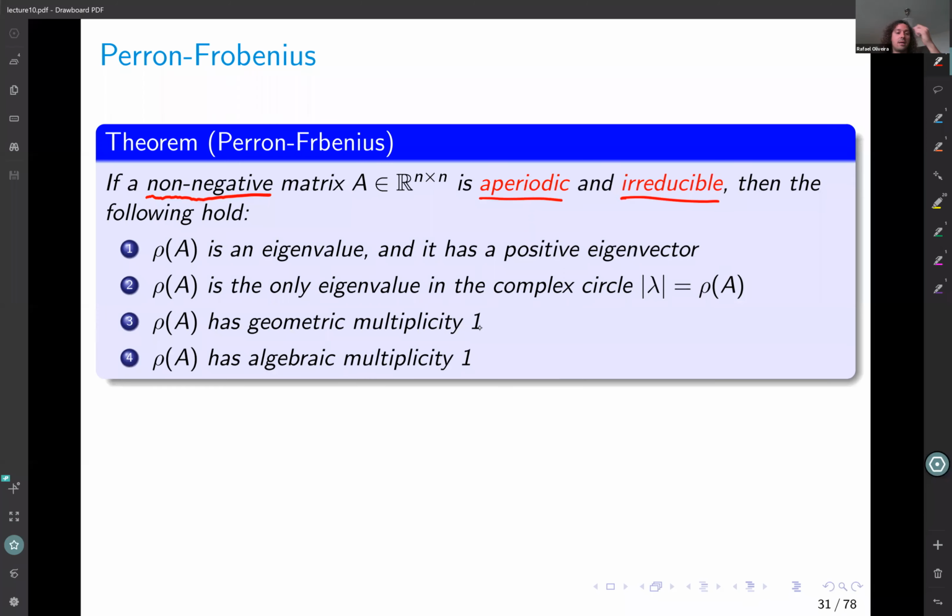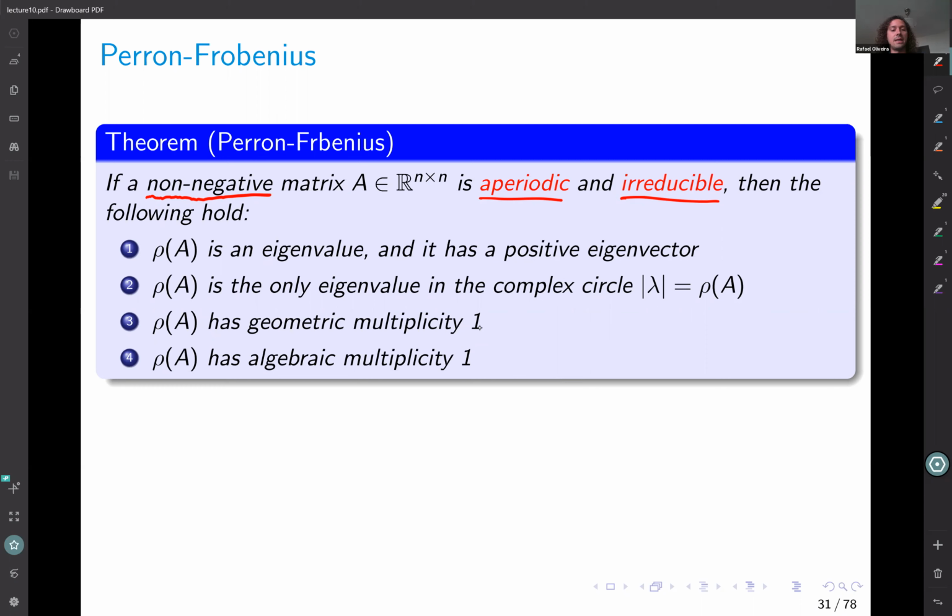So if we have that our matrix is aperiodic and irreducible, and you know the definition of aperiodic and irreducible based on the Markov chain definition, it's exactly the same definitions as the Markov chain one. Okay. So now, if this matrix is aperiodic and irreducible, then the following holds, right? The same conclusions hold.